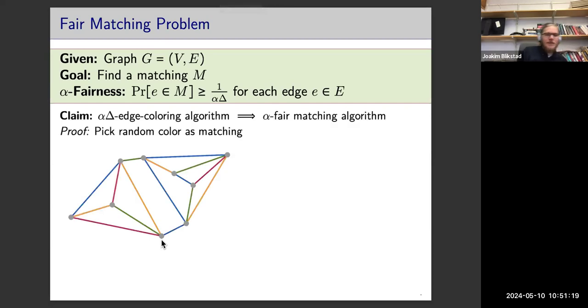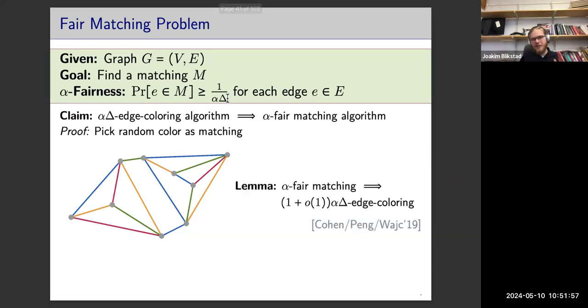Okay, so a first thing we can see, which is quite simple: if we have an edge coloring algorithm using alpha times delta colors, where alpha is something like 1 plus epsilon roughly, then we can get an alpha fair matching algorithm. The idea is, if you have your coloring, you just pick a random color in this coloring, and that will correspond to a matching. Since you have this many colors, the probability of an edge being in your matching would be 1 over alpha delta, but with lots of correlations between which edges are in the matching.